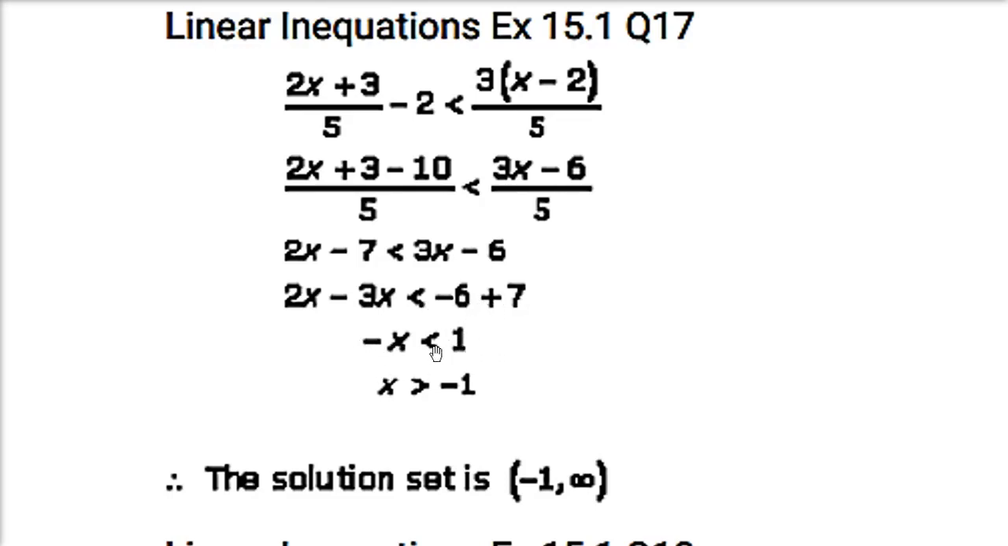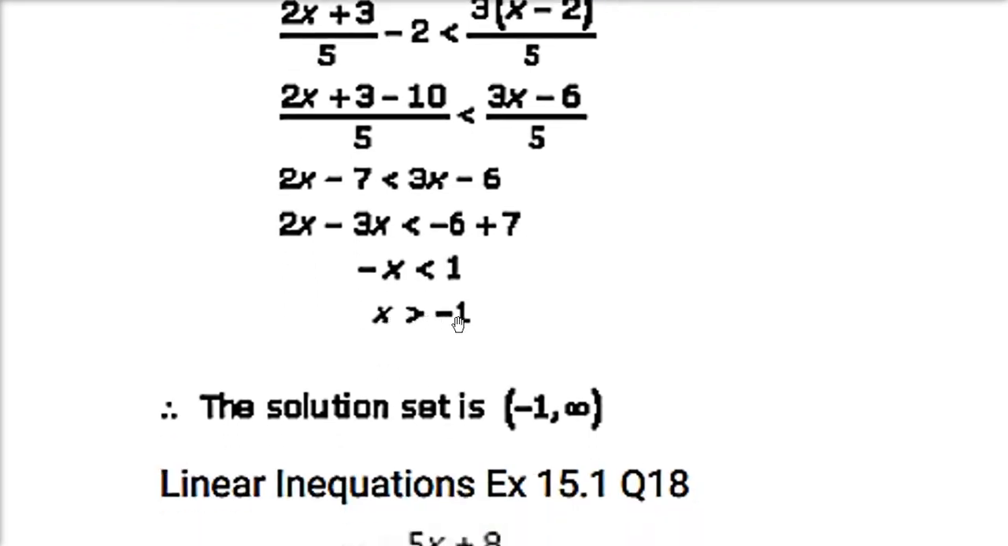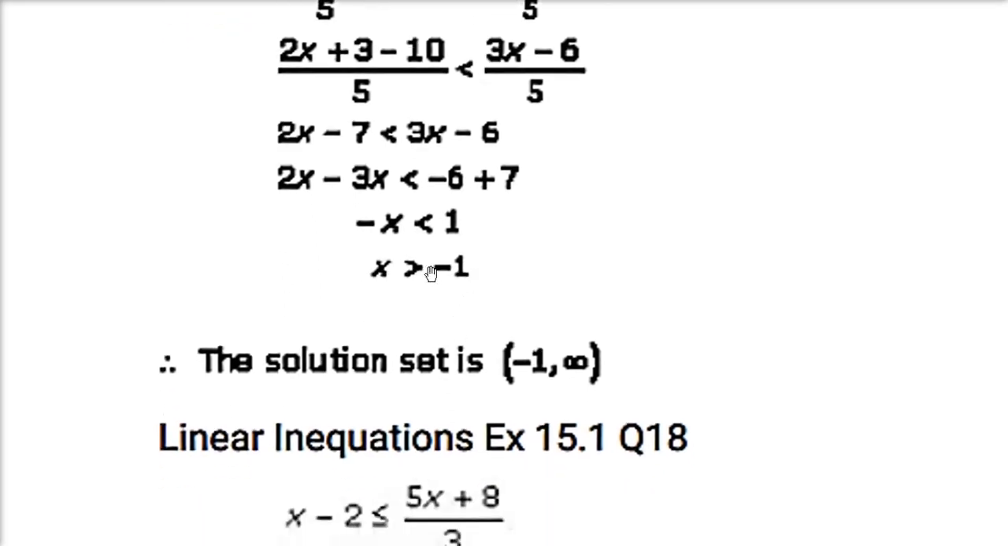Multiply both sides by minus 1. So this less than becomes greater than. So x is greater than minus 1. Now anything which is greater than minus 1 goes up to infinity. So minus 1 to infinity.